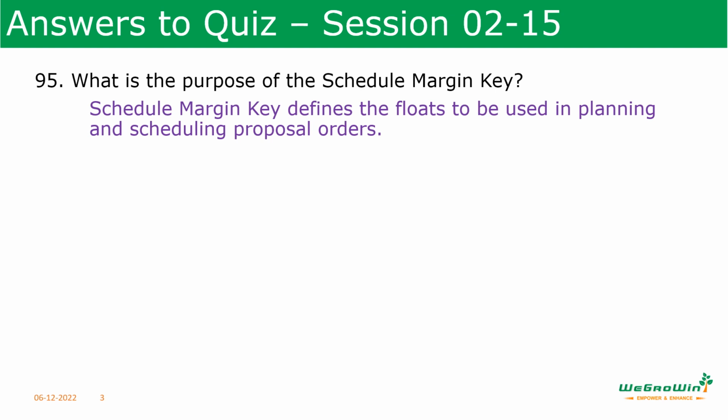What is the purpose of schedule margin key? Schedule margin key defines the floats to be used in planning and scheduling proposed orders. Also, we can define the opening period there. That is the time required to process the planned order or production order or purchase requisition to purchase orders, which is administrative time to work on the orders. It also provides the float after production and float before production, and these parameters, please go through them. Okay, schedule margin key also can be customized based on the requirement. Whatever the criticality of the process, criticality of the scheduling, it can be customized and used.